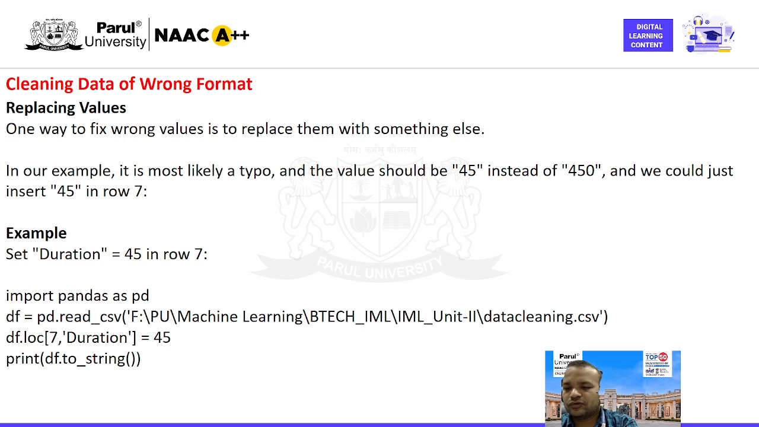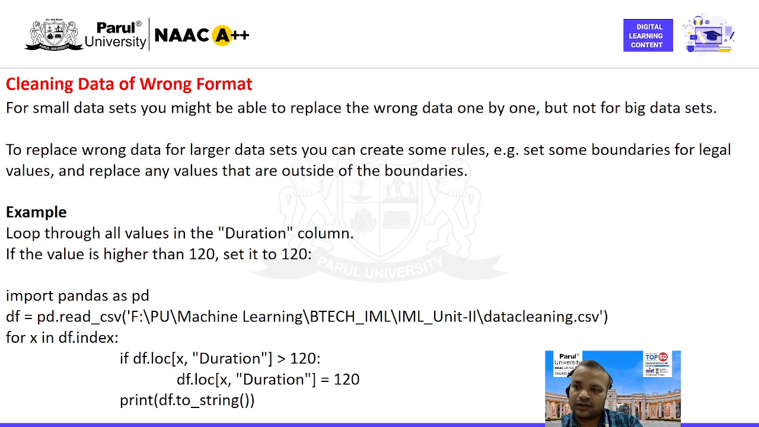Now we want to replace the value, to fix it with 45 in row number 7. So df.loc, loc means location. Which location? The 7th row. Which column? The duration column. So we write df.loc[7, 'Duration'] equals 45. We want to put 45 here, fixing the wrong value. If you want to see this update in your data set, you can use the print function.